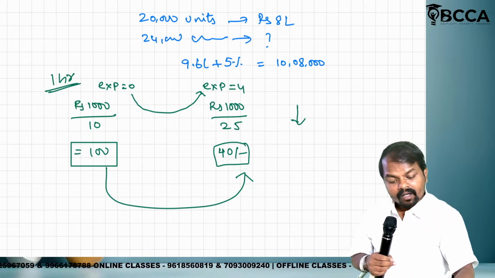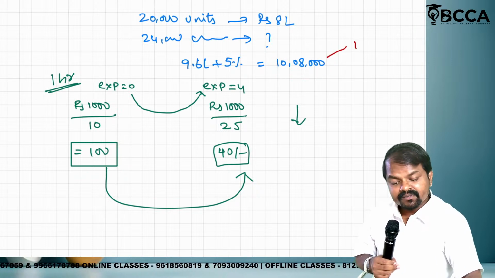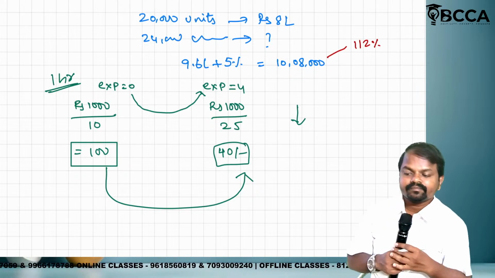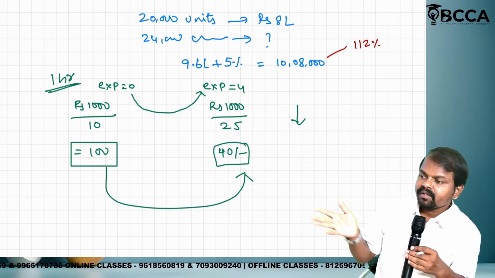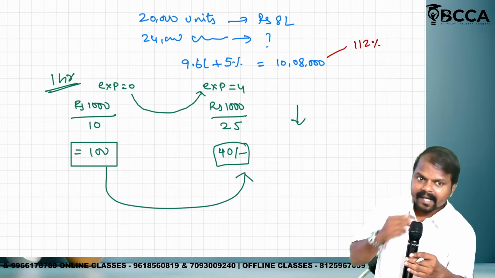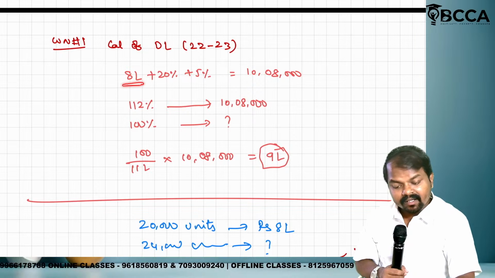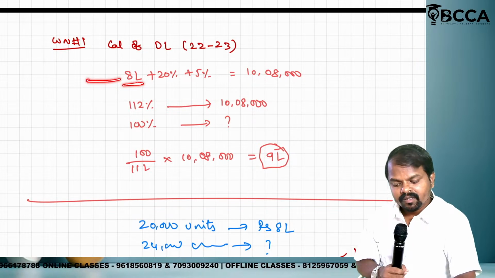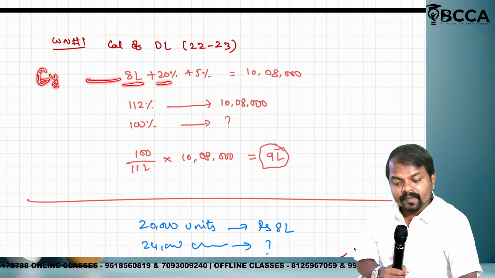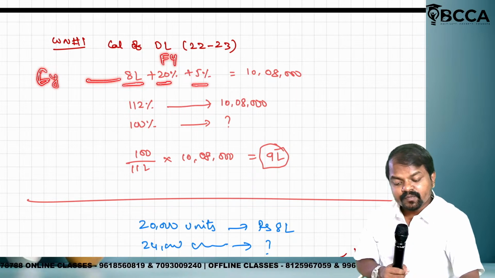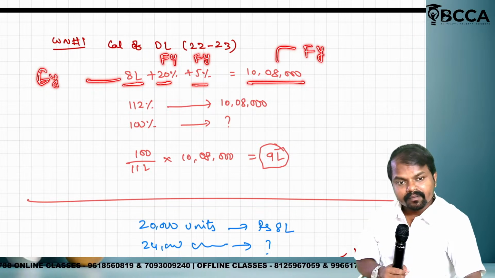Here, 10,08,000. Efficiency is 112%. Efficiency increased by 12%; last year efficiency was 100. This 8 lakh, which year is it, last year or current year? This 20% adjustment is for the future year. So this 10,08,000 represents the future year.